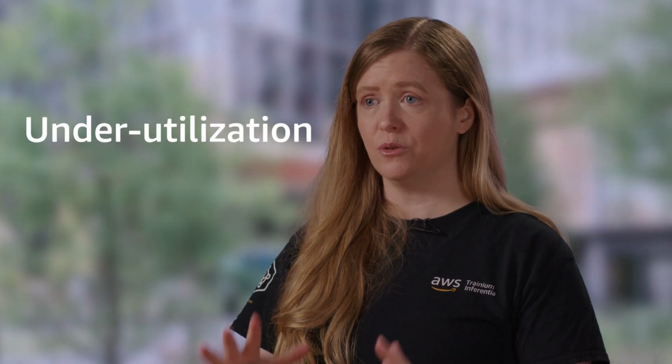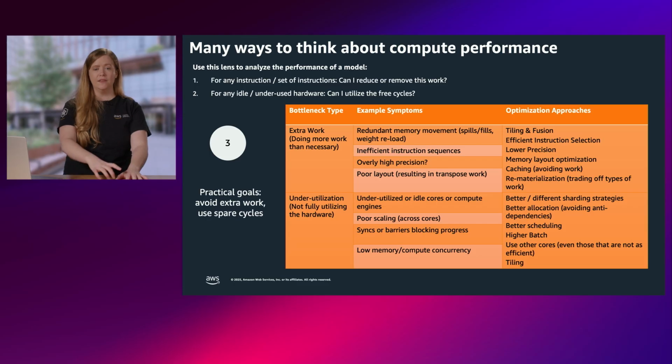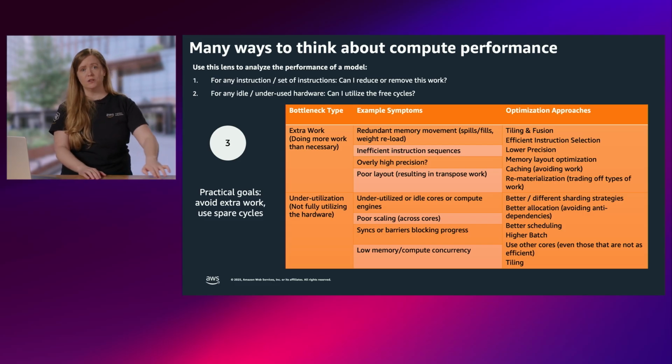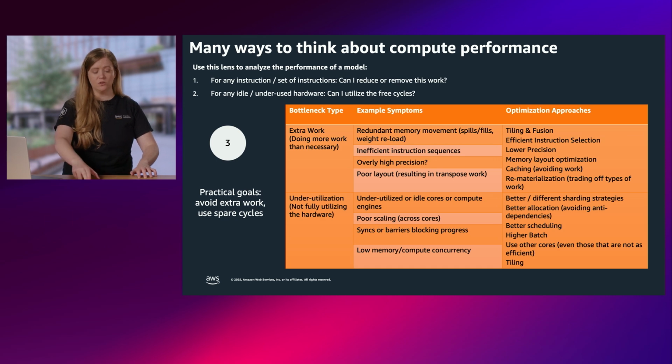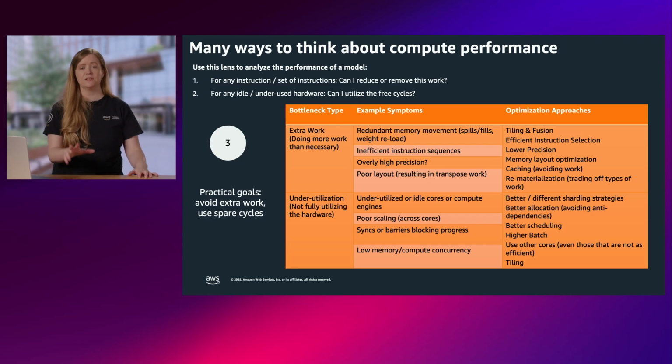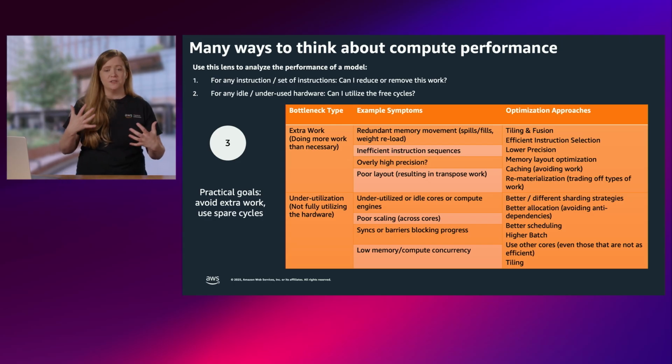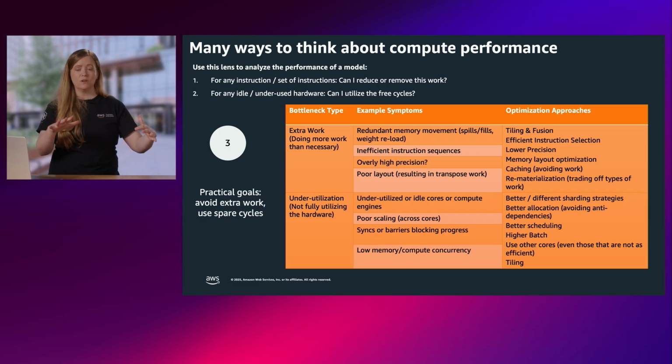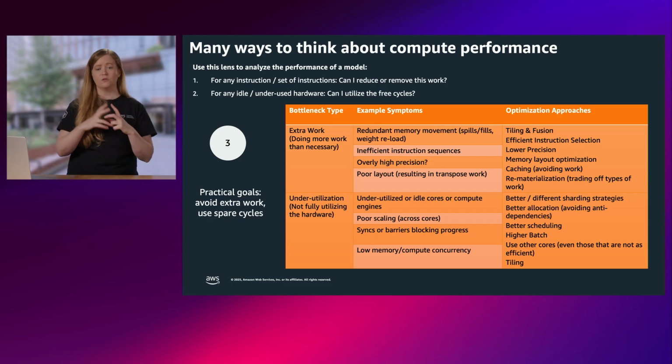So the second way to think about this is underutilization. Underutilization means your hardware is sitting there. You have all of these compute engines, all of these flops, all of these HBM banks that are just sitting there. In this type of bottleneck, the problem is you're actually not using those. Your workload is doing some process, and what you want to do is find a way to better utilize the spare compute that's just sitting there. Some example symptoms of this are underutilized or idle compute cores or compute engines.